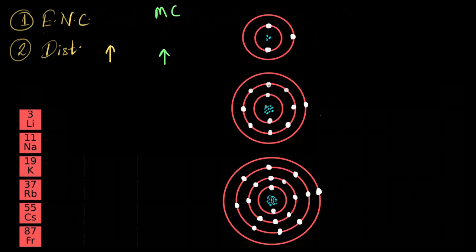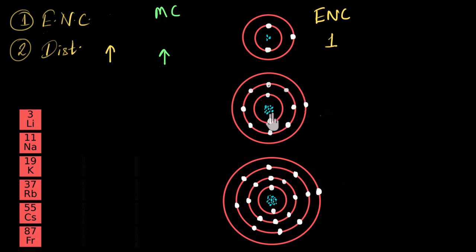Now let's talk about the effective nuclear charge. So lithium has an atomic number of 3. That means it has 3 protons. So this valence electron is experiencing a pull by 3 protons, but it's also being repelled by these 2 electrons. So 3 are pulling it and 2 are repelling it. So effectively speaking, 3 minus 2, 1. This electron experiences a nuclear charge of 1. So its effective nuclear charge will be 1.